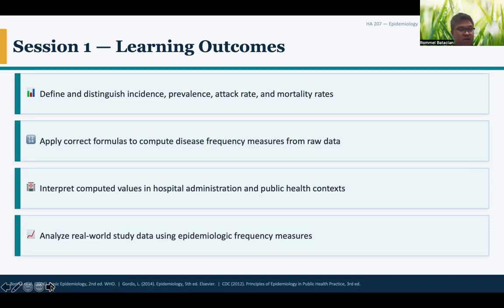And lastly, you'll analyze real-world study data using these measures. We'll look at actual published examples as we go along in our session for today.